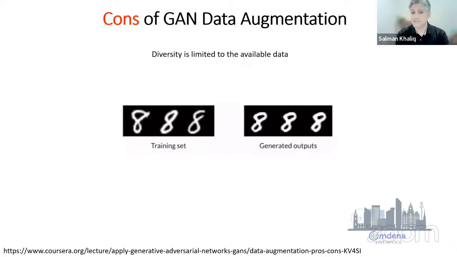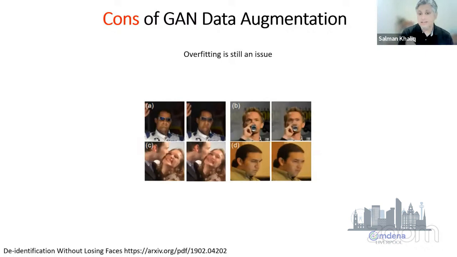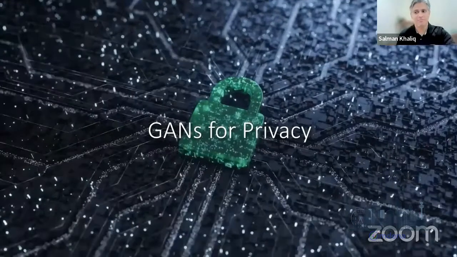So diversity is limited to the available data. As you can see in this image, training set generated: if you give 8, it's going to create 8, that means different versions of it. That's it, but not more than that. Overfitting is still an issue. That is always there.